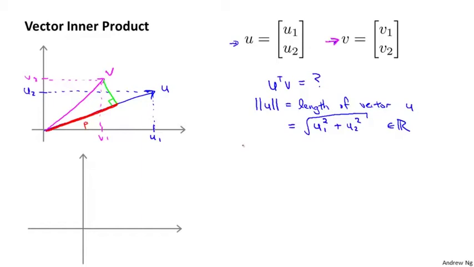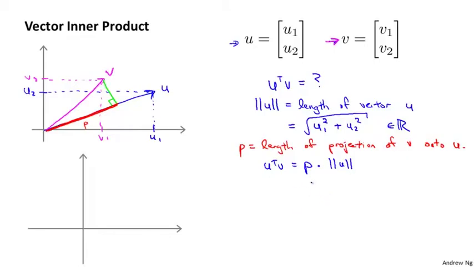Let me just write that down. So p is the length of the projection of the vector v onto the vector u. And it's possible to show that the inner product u transpose v is going to be equal to p times the norm, or the length, of the vector u. So this is one way to compute the inner product.